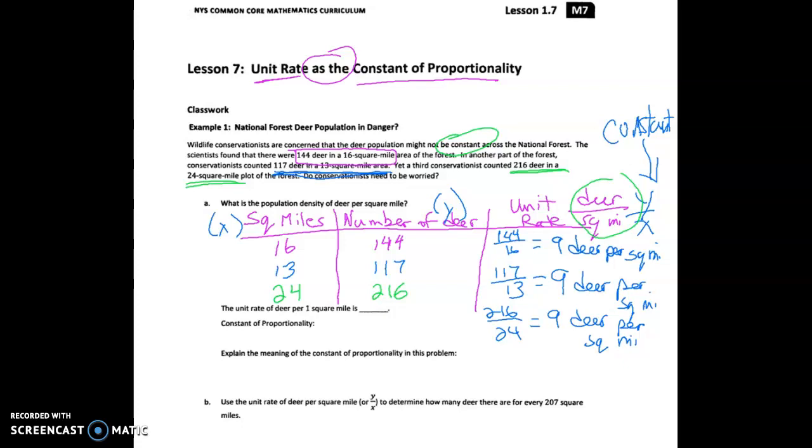So what does that tell us? Remember, wildlife conservatives were concerned that they might not be constant, but it looks to me like we have a constant. So the unit rate of deer per 1 square mile is 9. The constant of proportionality, well, guess what? Our constant is 9. Explain the meaning of the constant of proportionality? Well, there are 9 deer per square mile.